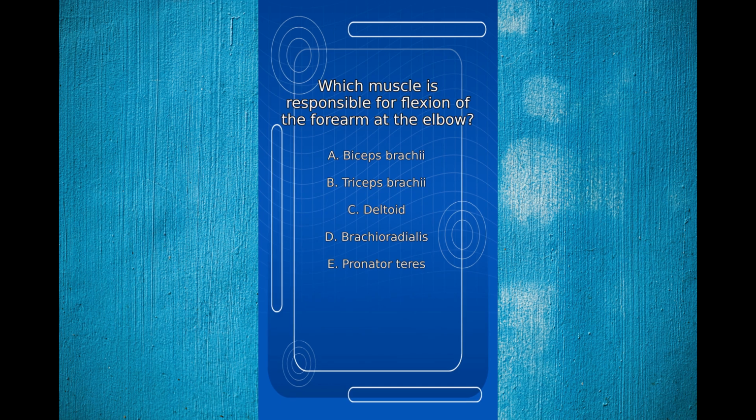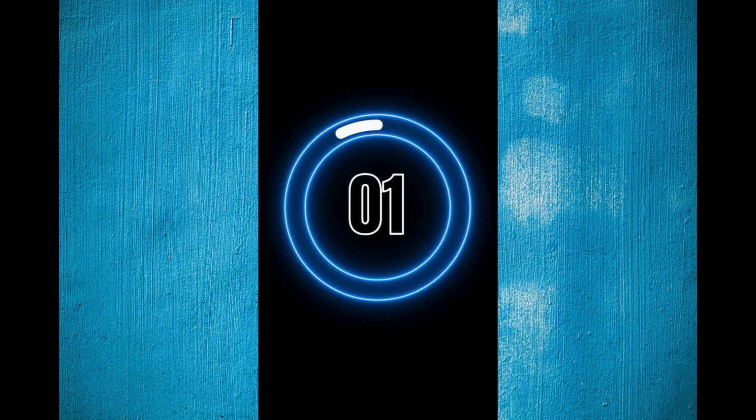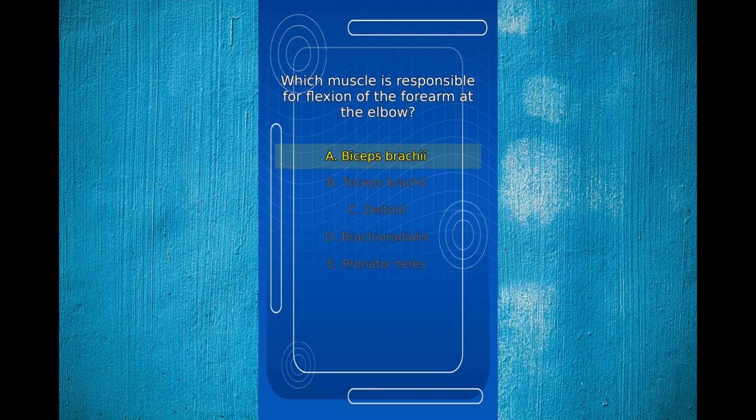Which muscle is responsible for flexion of the forearm at the elbow? The correct answer is A. Biceps brachii. The biceps brachii is the primary flexor of the forearm at the elbow.